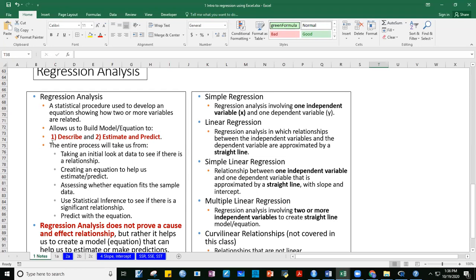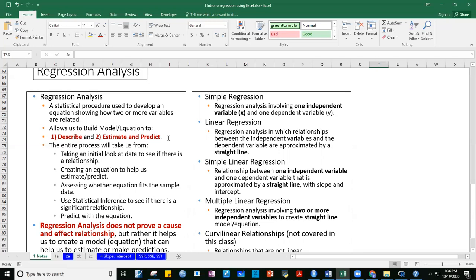Okay, so it's important, guys: describe, estimate and predict. Those are our two objectives, why we do linear regression. Wait, do all of you understand Filipino, guys? Anyone here who does not understand Filipino? Okay, none. Good.